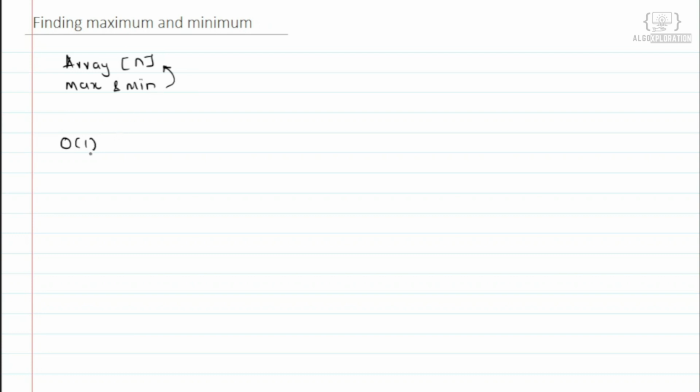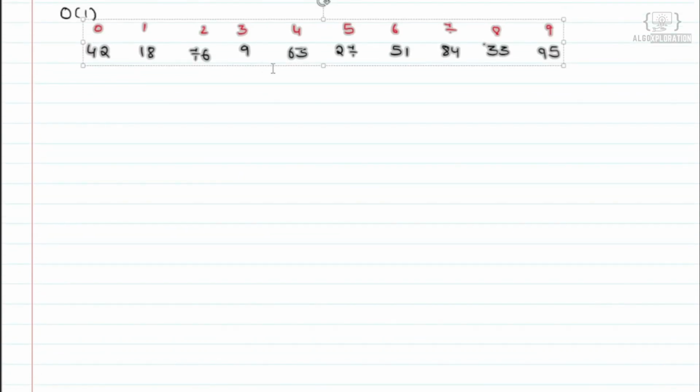Now let's start by finding the maximum and minimum element without using the divide and conquer technique. So to give you a hint on how to find the maximum and minimum element, here is an example.